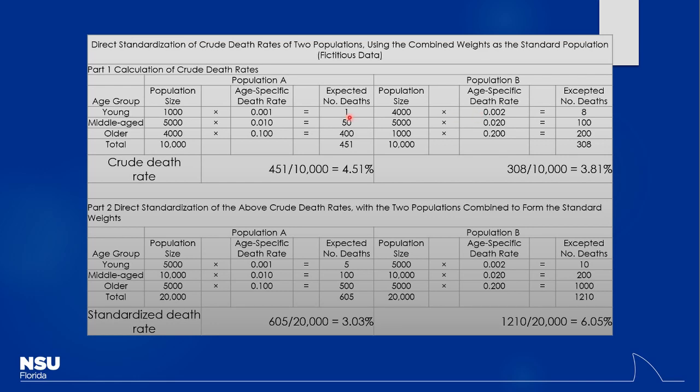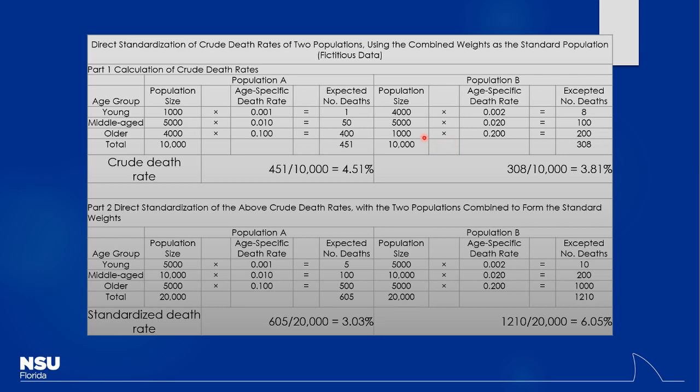When you actually look at a crude death rate, though, you look at this, say the total is 10,000, 451 divided by 10,000 is 4.51%, versus this group over here is 308 over 10,000, 3.81%. So if you were just looking at the crude numbers, you would say the death rate in which group is higher? Well, it's going to be in population A, right? Although we know the age-specific death rates are higher in population B, the crude numbers don't really bear that out.